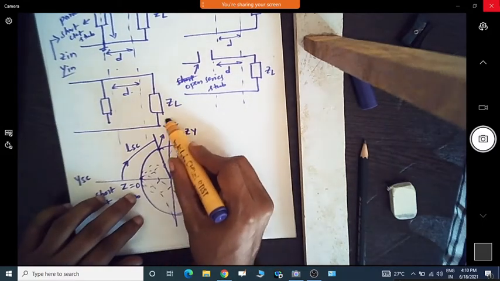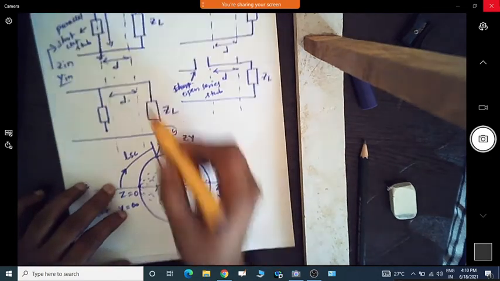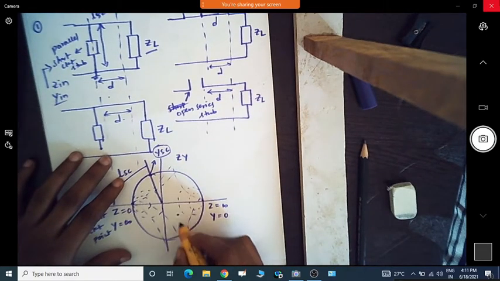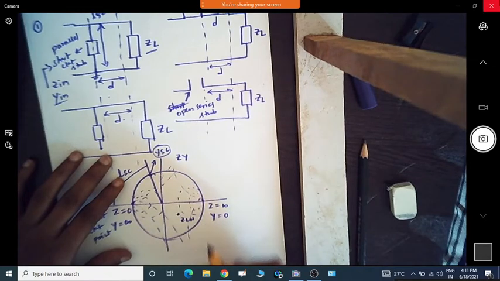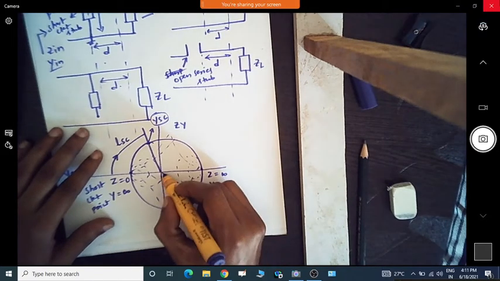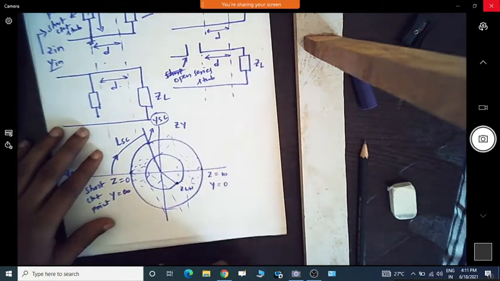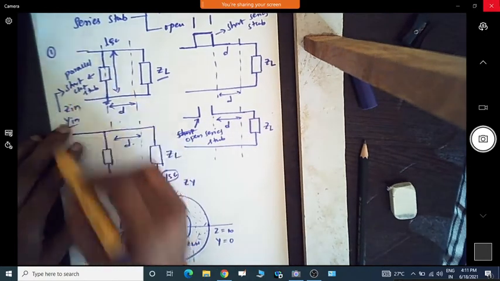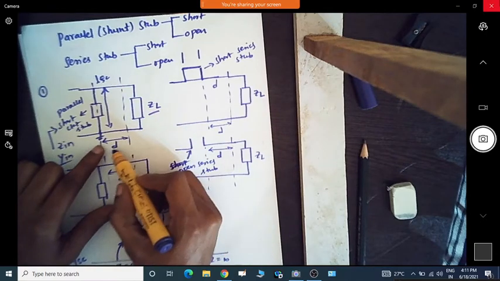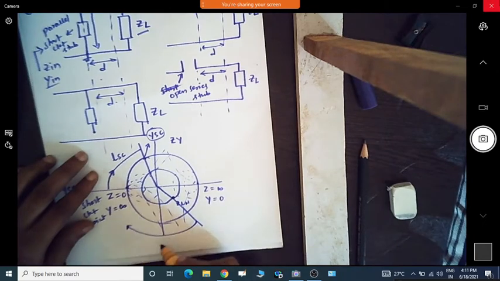So once we find the susceptance of this one, now we have to locate the normalized ZL. Let us assume a point where we have some normalized ZLN. From this point we have to take the VSWR circle. Since the location of the stub from the load point is distance D, from this point we have to move some distance D from the load point.